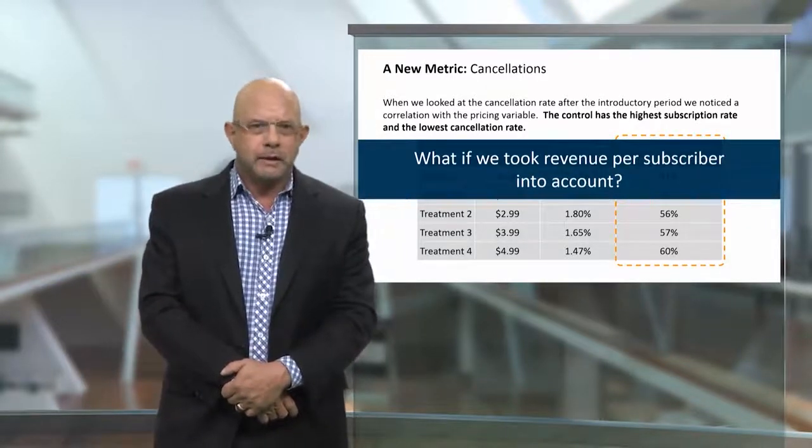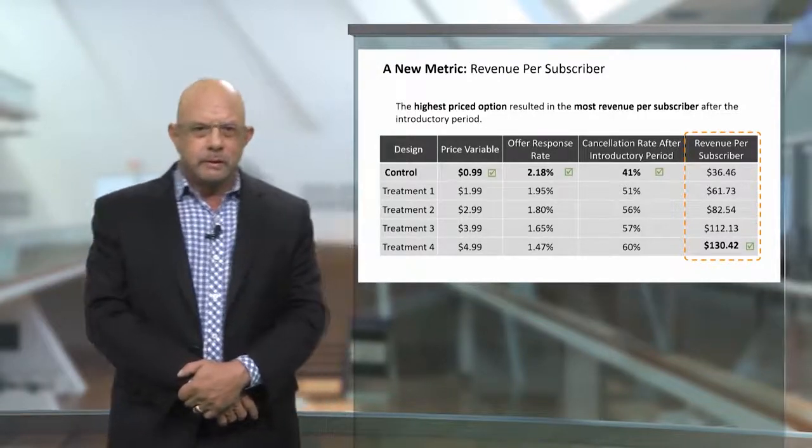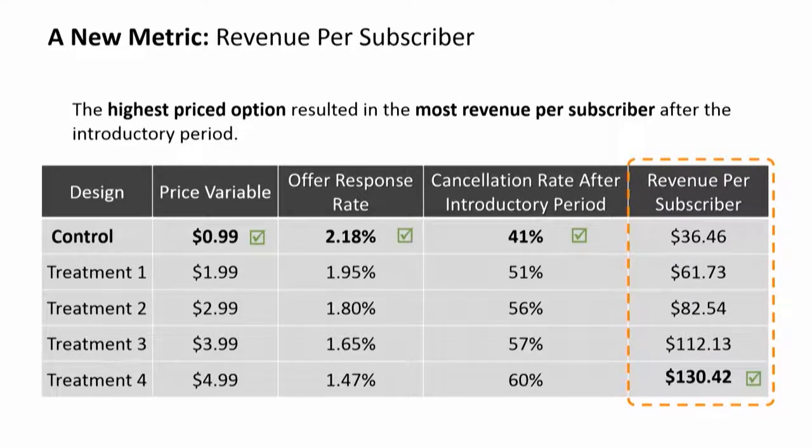So what do we learn about cancellation and revenue per subscriber? Well, this starts to make you think again. So wait a second, on that basis, clearly treatment 4 is the right number. It's $130.42 per subscriber.